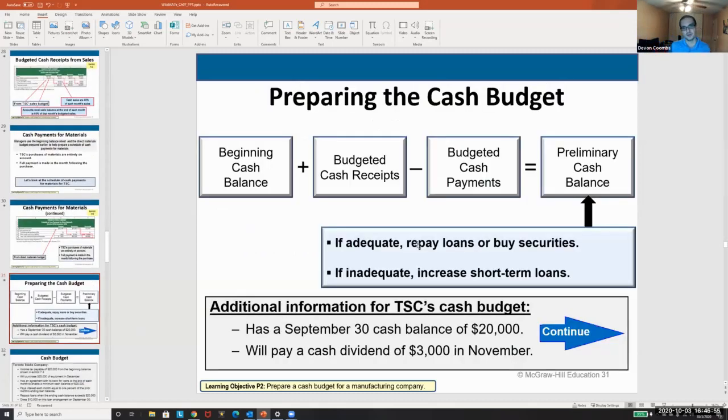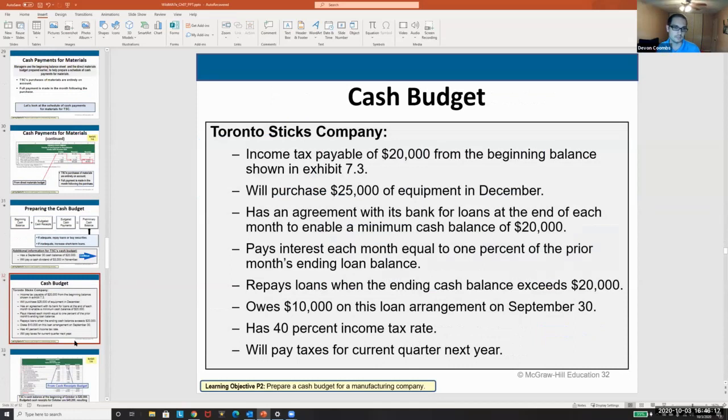And so we figured out our budgeted cash receipts, our cash payments, then we have our preliminary cash balance. We just did the materials to keep it simple. And so we have some additional information added here that at September 30th, we had an additional $20,000 in cash, but we have to pay a dividend to our investors of $3,000 in November. So we have income tax payable of $20,000 from the beginning balance.